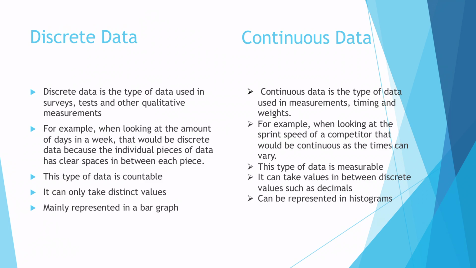Continuous data is a type of data used in measurements, timing, and weight. For example, when looking at the sprint speed of a competitor, that would be continuous, as the times can vary. Also, looking at the height of a human, this could change, so that means that this is continuous data. Also, you can have decimals within your continuous data, which would mean the data would be continuous due to it not being a strict value like discrete data. And also, this continuous data can be represented in histograms and charts such as that.